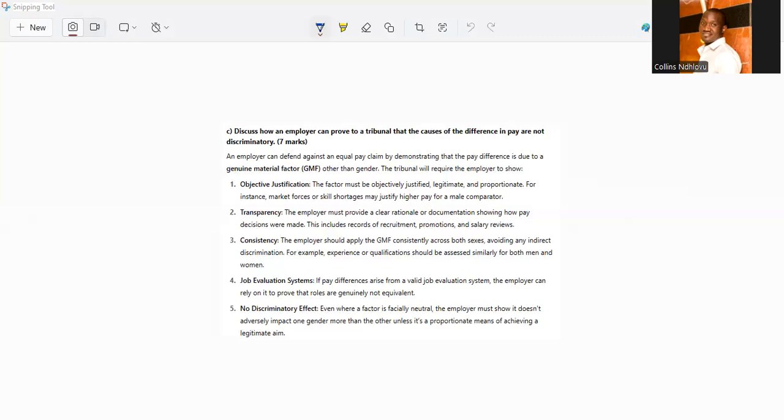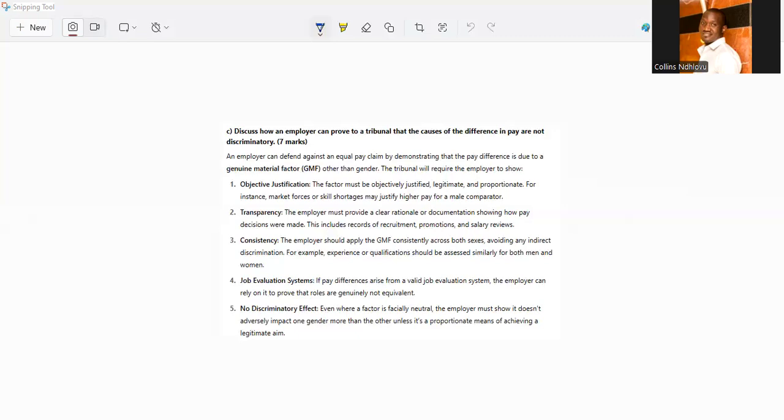The second one is transparency. The employer should clearly explain how pay decisions are made. It may include showing records, salary records, promotion criteria, or recruitment notes. Everything should be open and honest. Sometimes things that are hidden become a problem. Consistency is another point. Employers must use the same rules for both men and women. For instance, if they give a pay rise or extra for experience, they must use the same standard for everyone. If rules are only applied to one gender, it will call for discrimination.